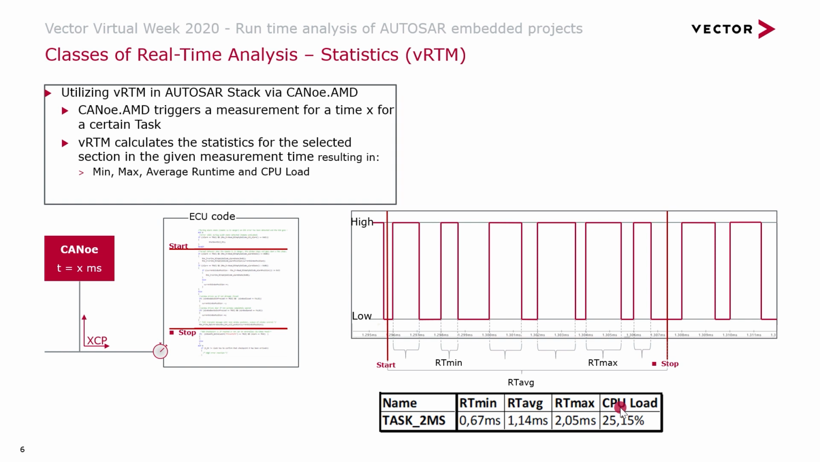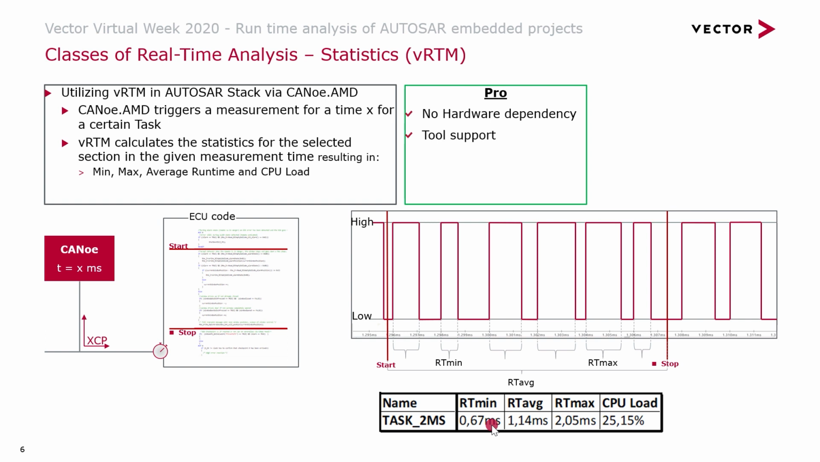This means the output value, which we get in this approach, is what you see here in the table on the bottom right. This means you just see the statistical values, and you have no reference to the time of activation or termination. Now, the pros here are evident. I need no hardware support at all. I don't need a debugger or any evaluation device. I can just do that on the target. And I have a tool support which allows easy configuration.